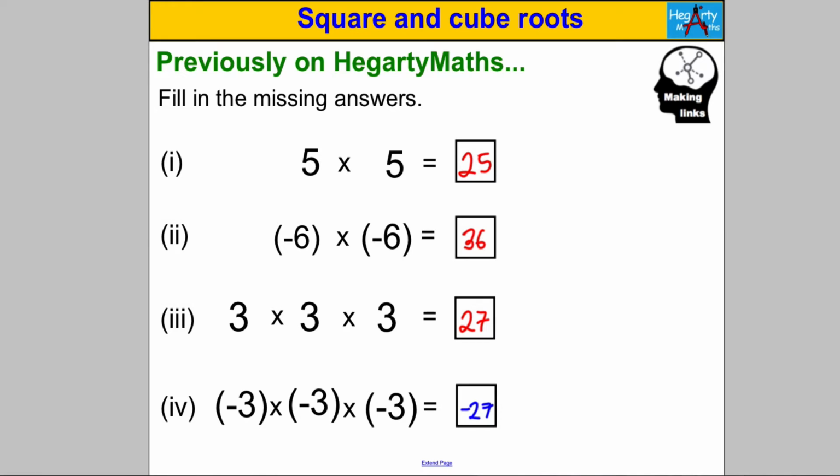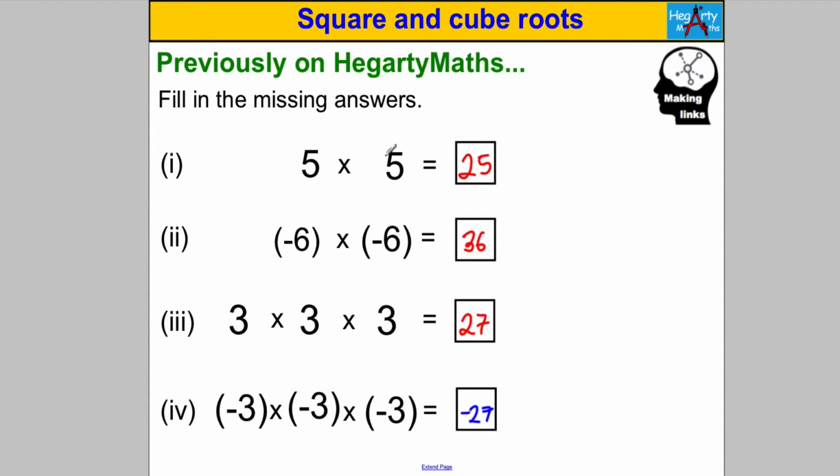Now what was I asking you for in this slide? Well, basically I was asking for you to square 5 and give me the answer 25, and square 6 and give me the answer 36, and cube, so raise 3 to the power of 3, times it by itself 3 times, and cube negative 3, so multiply it by itself 3 times. So here I was asking you to square or cube a number.